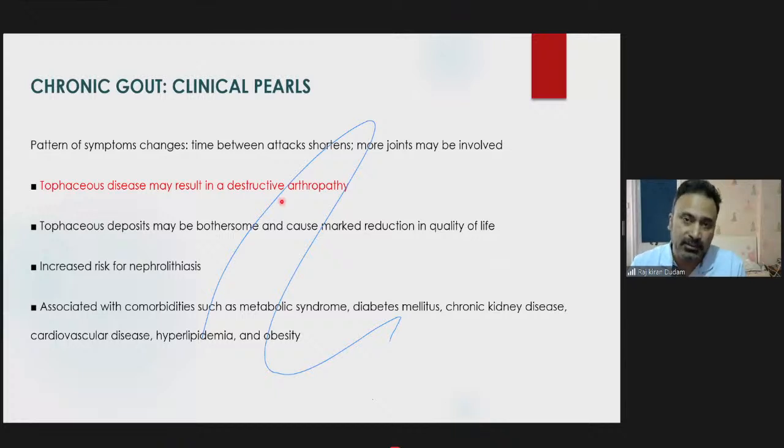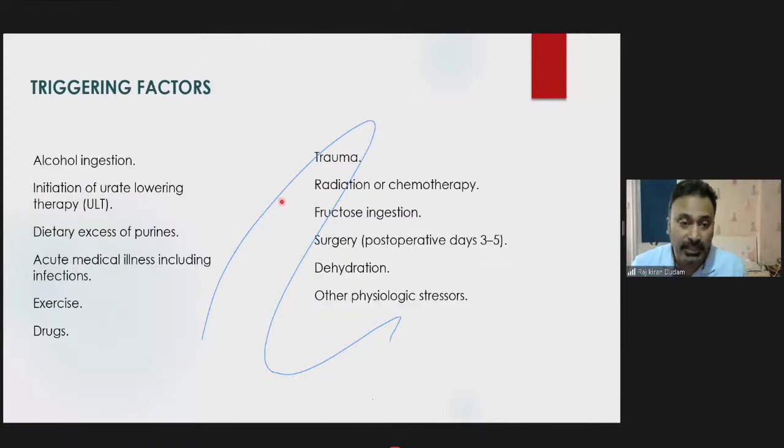And this we see as a tophi. Most often, sometimes we mistake tophi as a pus kind of thing, but actually it's a tophaceous chalky white material coming from the joint. So in a chronic gout, patients can also develop crystals and the joint gets destroyed completely. So what triggers gout?